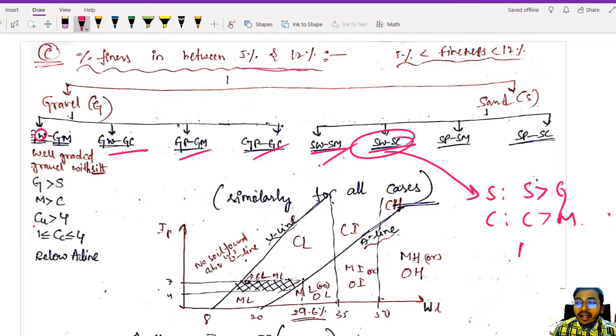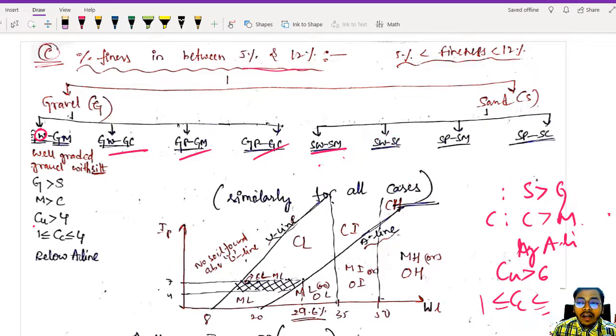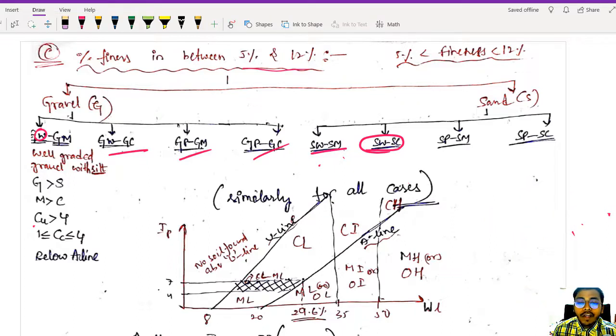So in short, you can write lying above A line. To be called well graded, what is your range? Your Cu range should be greater than 6 for sand and Cc range should be in the range of 1 to 3, as simple as that. If all of these match, then we will be calling it well graded sand with clay. Things are clear, I hope.